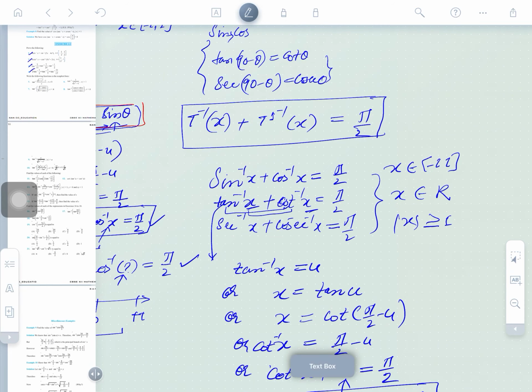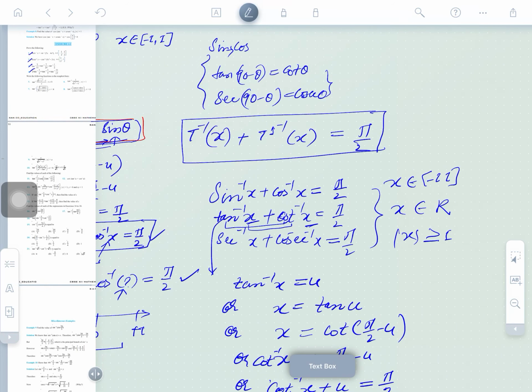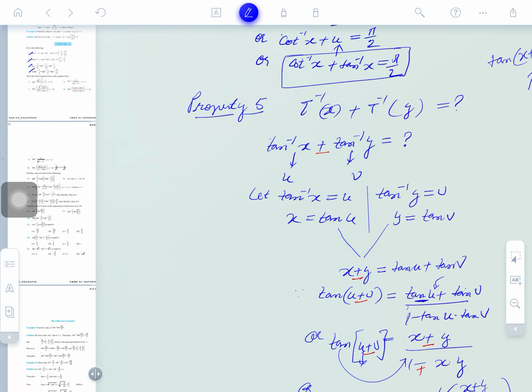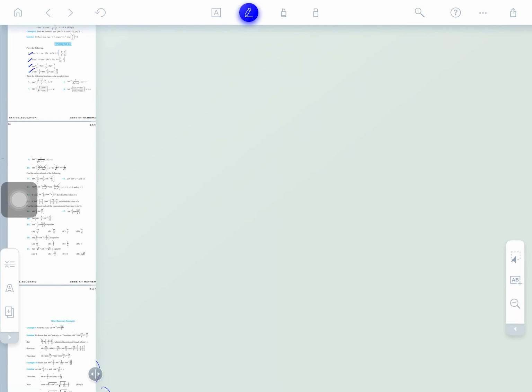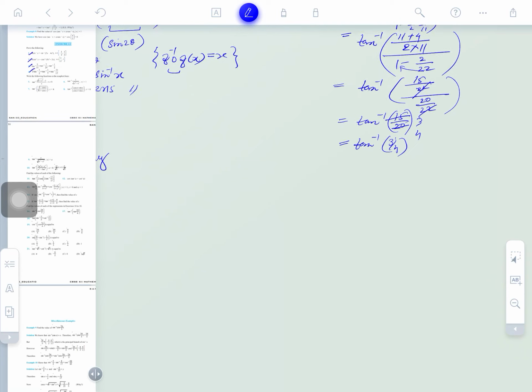A trigonometrical function T inverse for the same domain, and its complement for the same domain, give you pi by 2. I am just recalling the identities, because using identities is very important while solving inverse trigonometrical problems. So the identity you have studied is of this type: T inverse of x plus T inverse dash of the same x is equal to pi by 2.